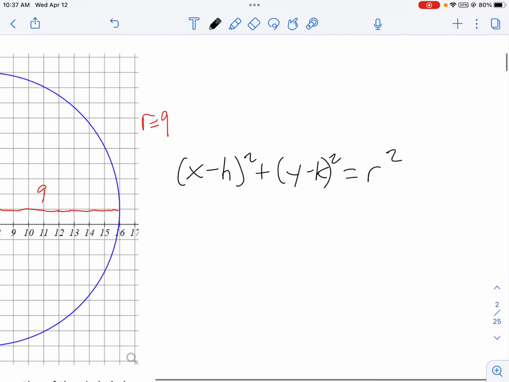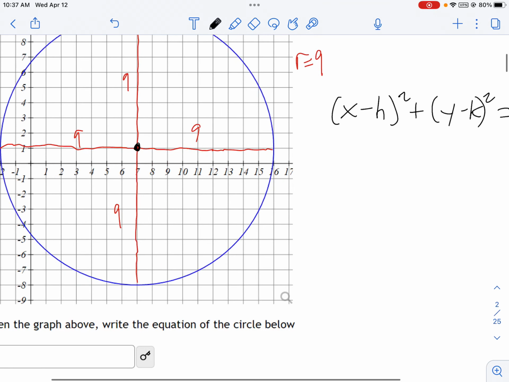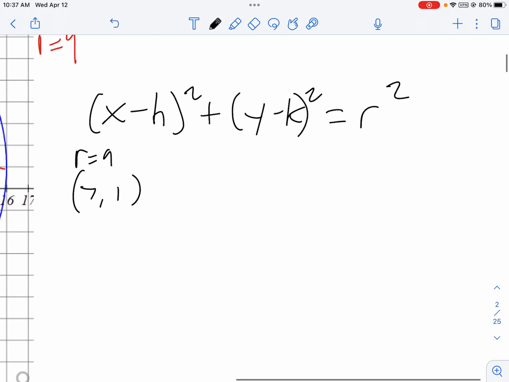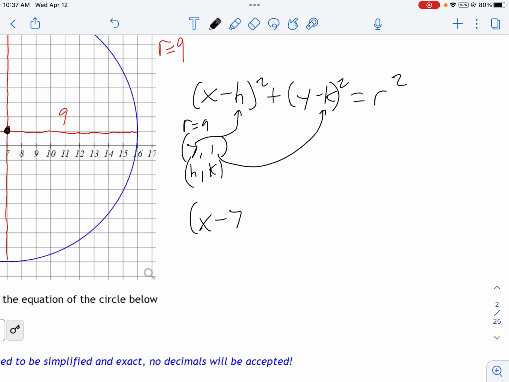That's all the information you need to know. The center we found was at the coordinate point (7, 1), and we just found that our radius was 9. This is literally all the information we need, because your 7 is your h and your 1 is your k, since the center is (h, k). So your equation is going to be (x − 7)² + (y − 1)² = our radius, 9².